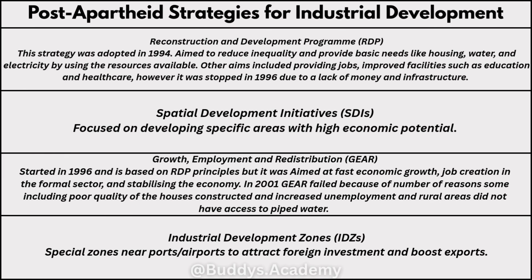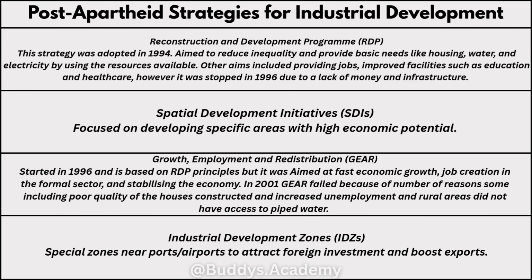Now, in terms of your post-apartheid strategies, the first strategy will be your Reconstruction and Development Program, so your RDP. Now, this strategy was adopted in 1994, and it was aimed to reduce inequality and provide basic needs like housing, water, and electricity by using the resources available. Now, other claims also included providing jobs, improved facilities such as education and healthcare. However, the RDP strategy was stopped in 1996 due to a lack of money and infrastructure.